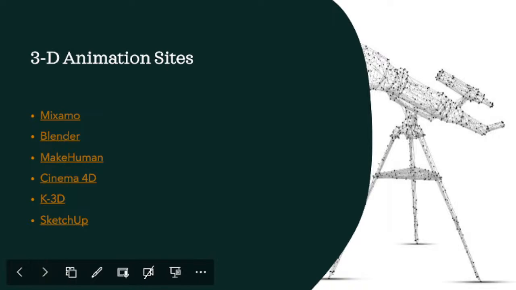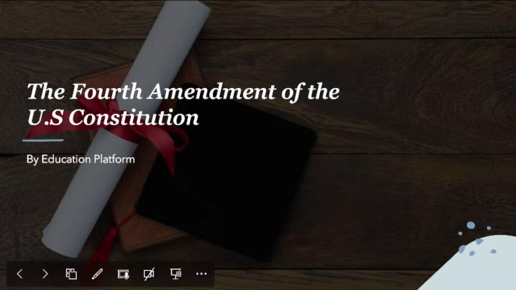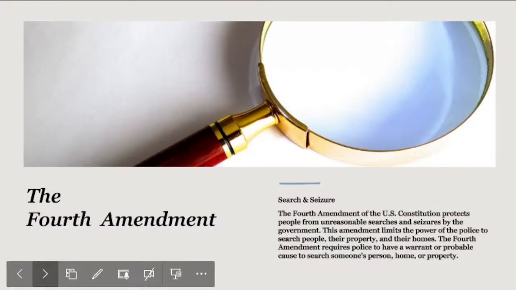Now, our next lesson is about the Fourth Amendment of the Constitution. The Fourth Amendment of the Constitution is search and seizure. It protects people from unreasonable searches and seizures by the government, of their property and their homes. It's also given that they have authority to do so under the legal status of the government.